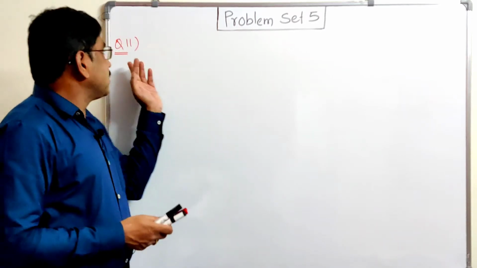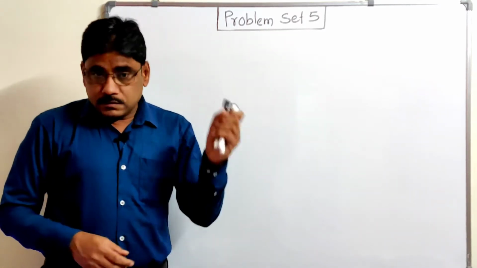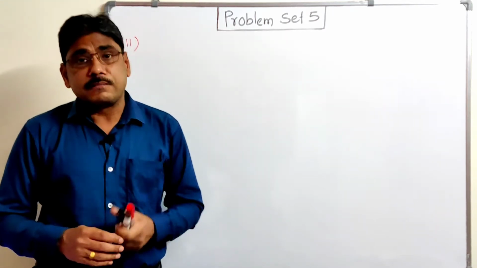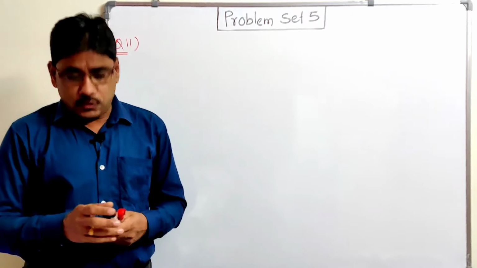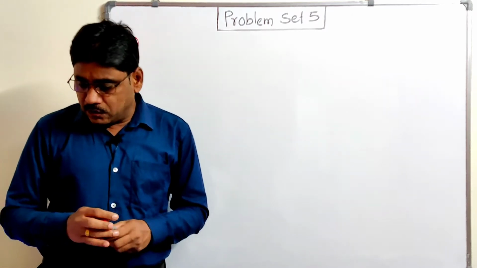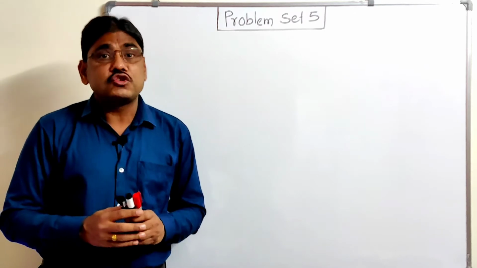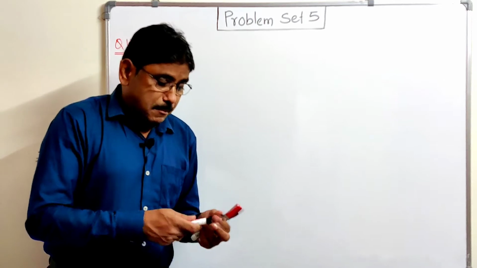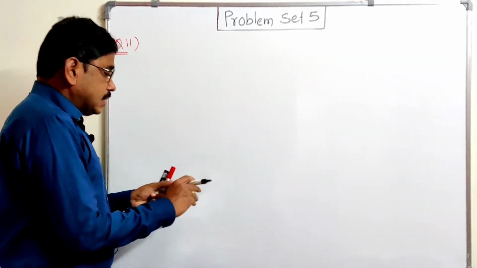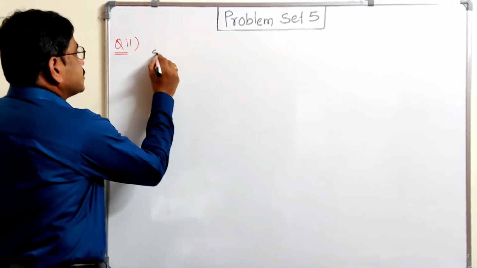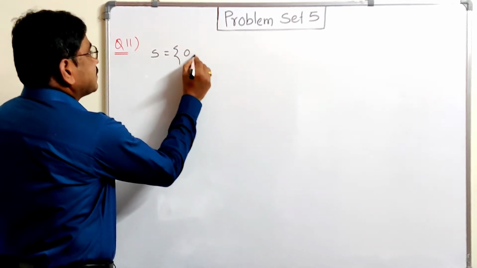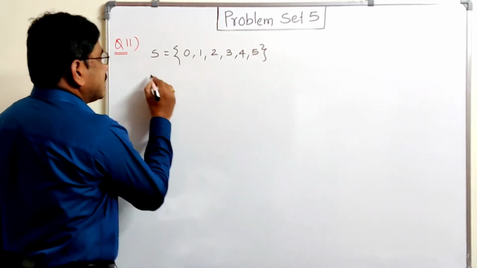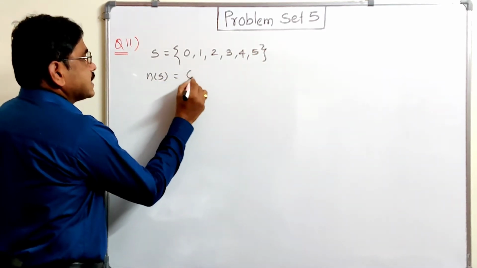Now let us see question number 11 from Problem Set 5. Read the sum carefully. There are 6 cards in a box, each bearing a number 0 to 5. Find the probability of each of the following events that the card drawn shows. Some conditions are given. So first write the sample space S. Here the numbers on the card are from 0 to 5. These 6 numbers are there, means 0, 1, 2, 3, 4, 5. So n(S) is equal to 6.